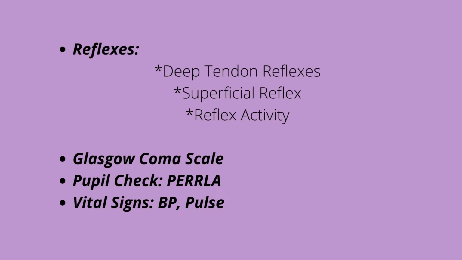Our sixth neuro assessment will be our Glasgow Coma Scale, and our Glasgow Coma Scale has a scale of 3 to 15, with 3 being the least responsive and 15 being the most responsive. Most patients at 3 are comatose patients. We'll do a pupil check, right?